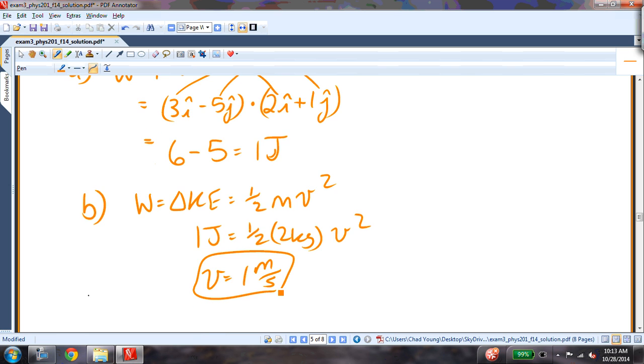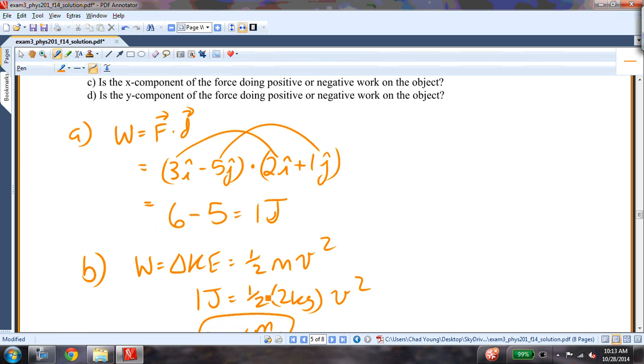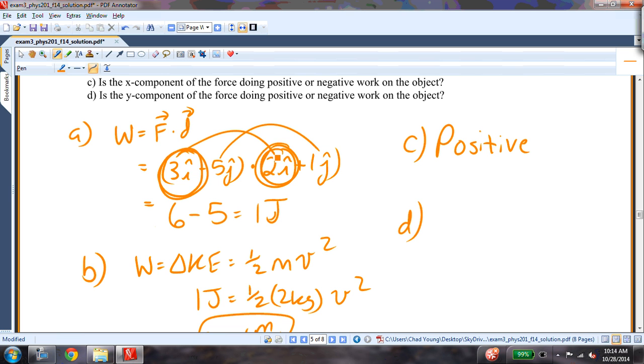Solving that for v. Is the x component of the force doing positive or negative work on the object? Okay, well, let's see, C and D. The question I want to ask here is, is the force in the same direction as the displacement? Here my x component of the force and the x component of the displacement are both positive, so that would be positive work, because this 3i term and this 2i term are in the same direction. However, the y component of the force and the y component of the displacement are in opposite directions, so that would be negative work.